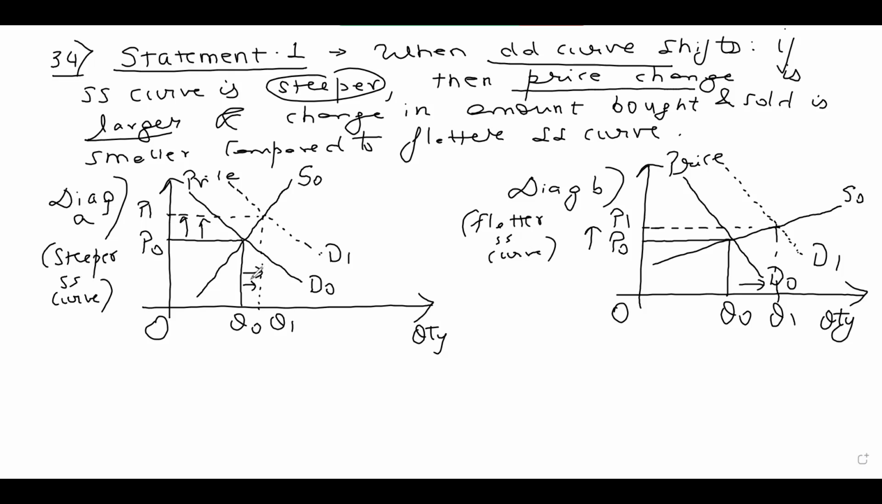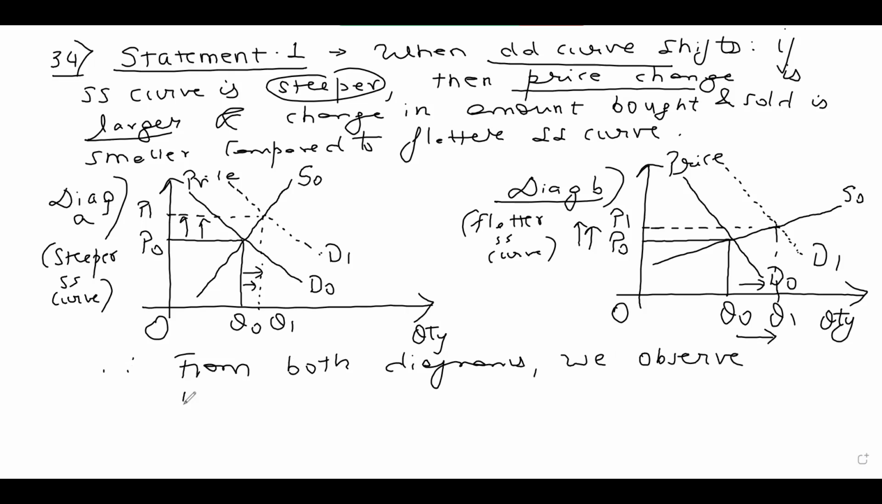See, a tiny increase from Q0 to Q1 as compared to diagram B, where now the price change is smaller, but when demand changes, the quantity change is larger. That means, therefore, from both the diagrams, we observe that statement 1 is correct.